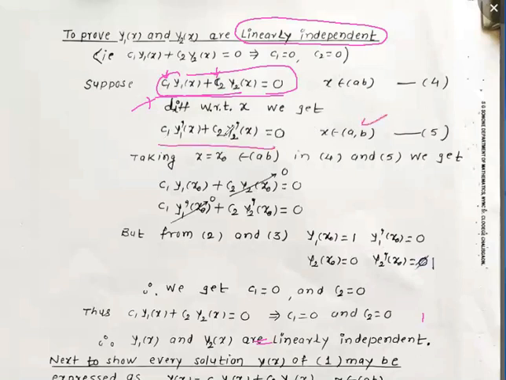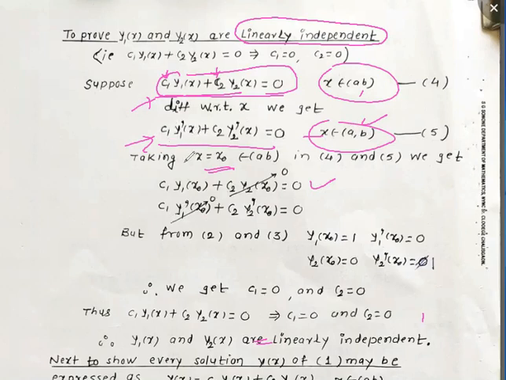So these are the two equations. In this equation, x is in the open interval a to b. Replace this x with x0. We get C1 y1(x0) plus C2 y2(x0) equal to 0. And from the second equation, C1 y1 dash, because it holds for any point x in the open interval (a, b), and x0 is a point in this interval. So let us replace x by x0.